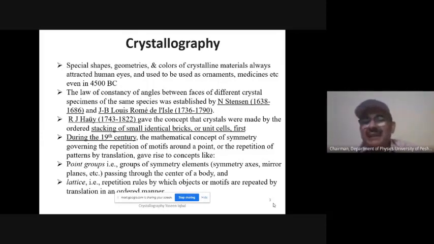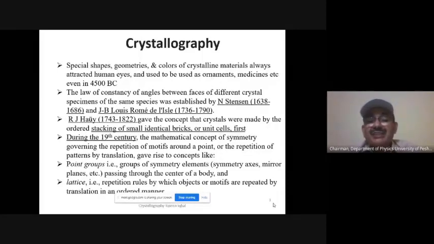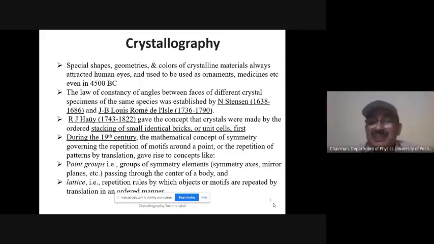The law of constancy of angles, that each face of the crystal will have a fixed angle, was established by Steno, 1638 to 86. He lived during that period. And J.B. Louis Romé de l'Isle, 1736 to 1790. Then Haüy gave the concept that crystals were made by orderly stacking of identical building blocks or bricks or whatever you call them, but he was the person who first gave the concept of the unit cell.